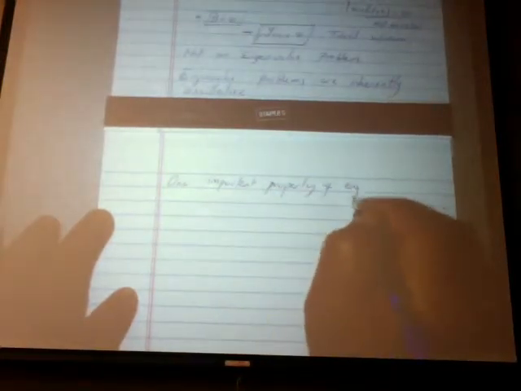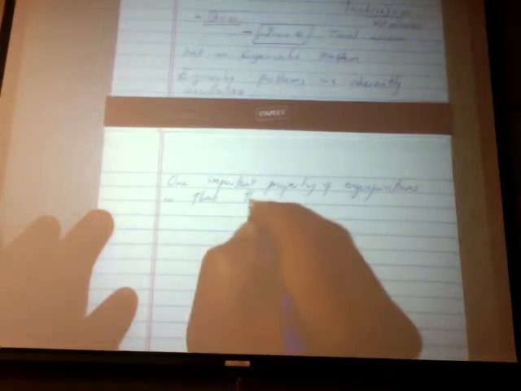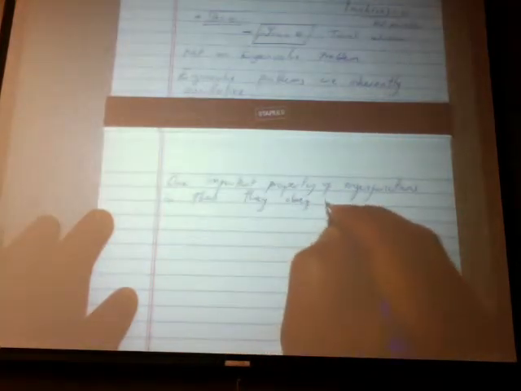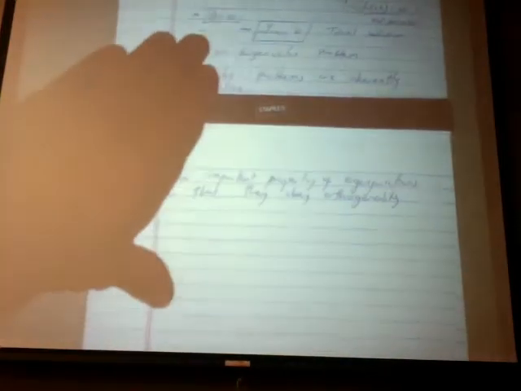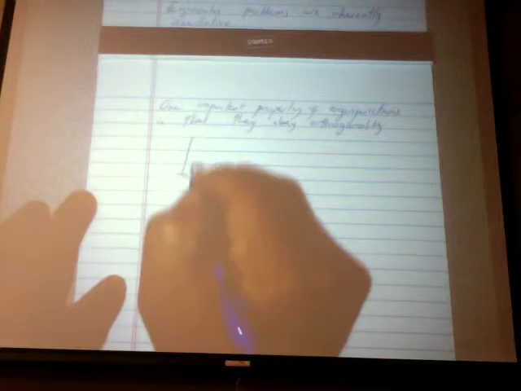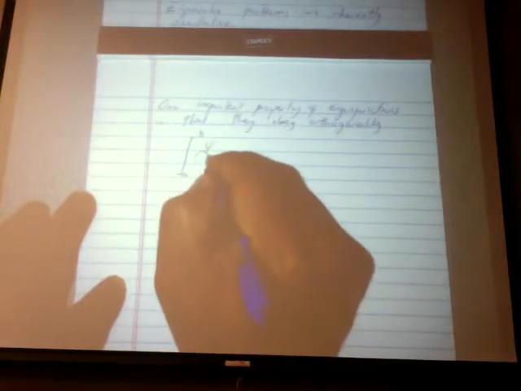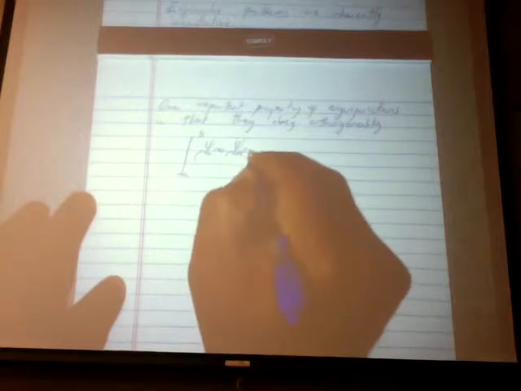One important property of eigenfunctions is that they obey orthogonality. That is, the integral from A to B of psi n of x, psi m of x times some weight function is equal to either 0 if n is different than m, and is equal to some value f if n is equal to m. That's what orthogonality means.